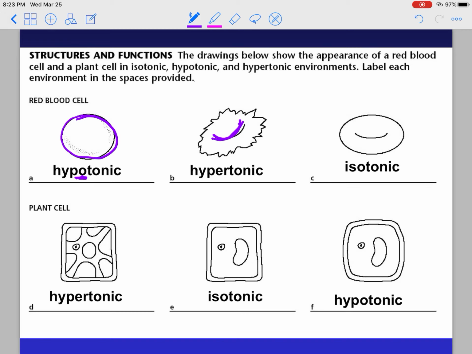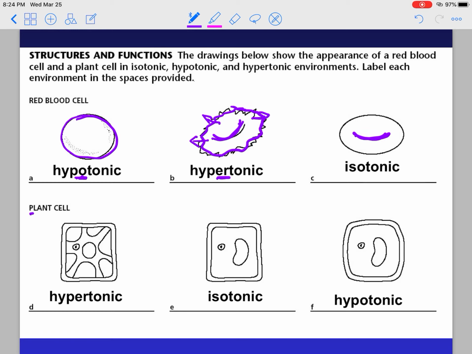Isotonic, remember, that's when everything's in balance. And so this is what the cell should normally look like. But in the hypertonic solution, remember that causes the water to move out. And so the cell has kind of shriveled up and pulled in on itself and shrunk a little bit.